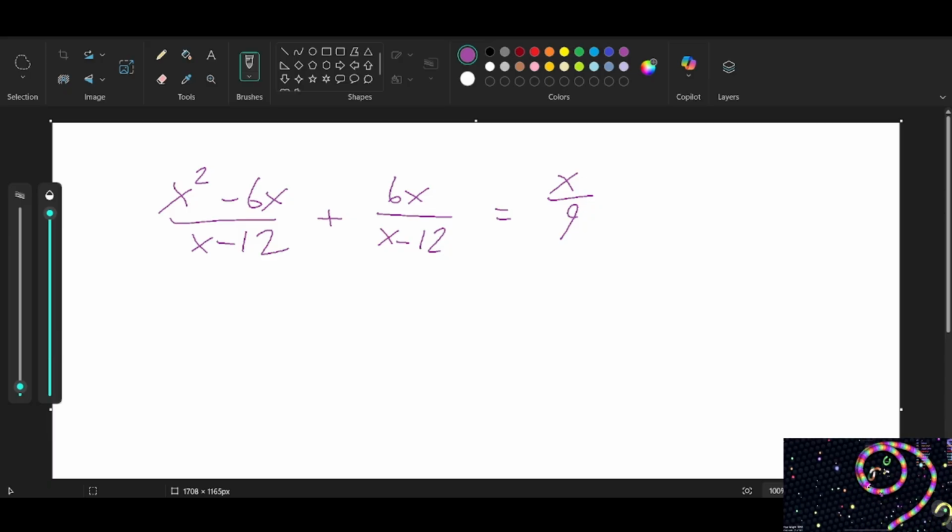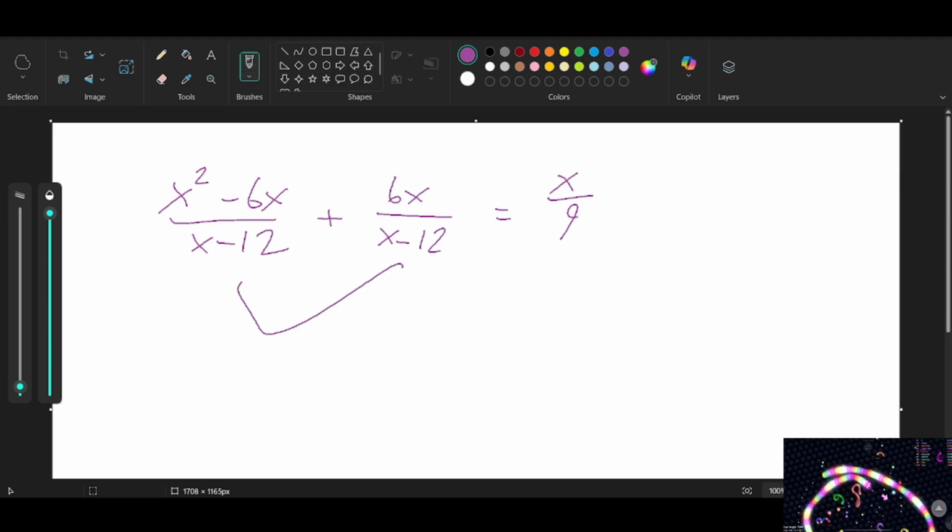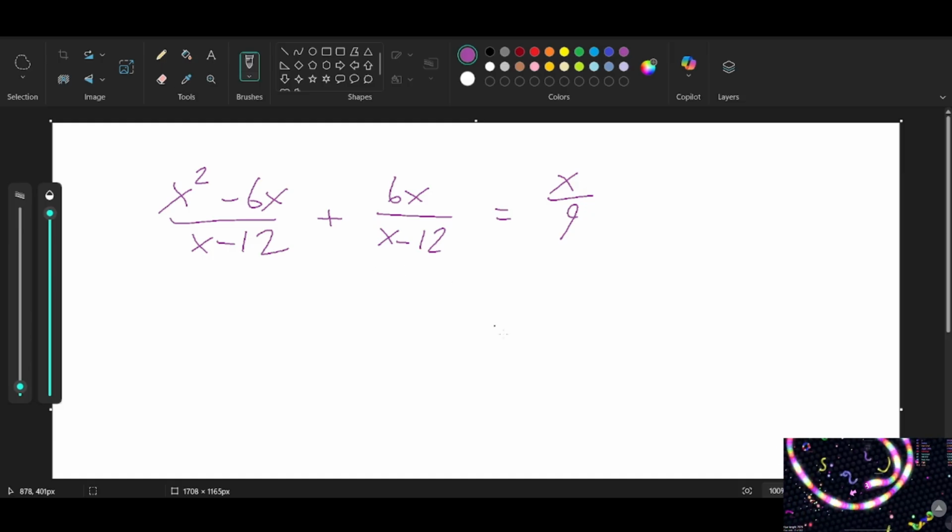So obviously we have two rational functions that are being added equals x over 9, right? I got x squared minus 6x plus 6x over x minus 12, and so on. Anytime I'm adding rational functions, obviously these two functions have the same denominator, right? They both have x minus 12.